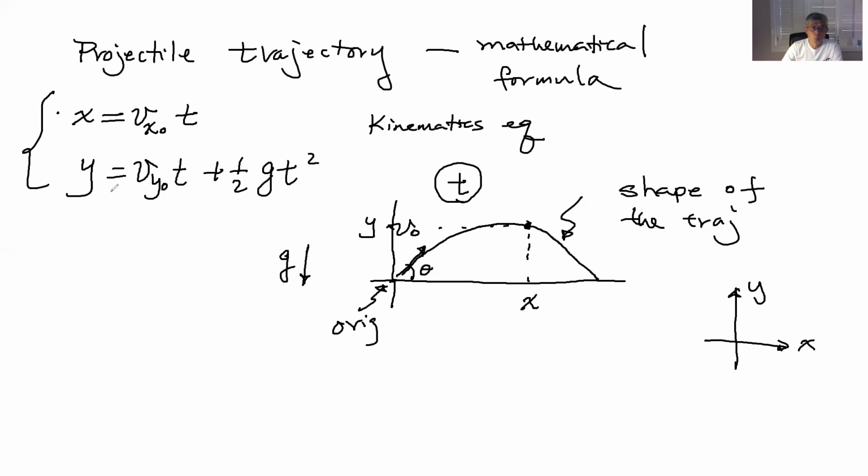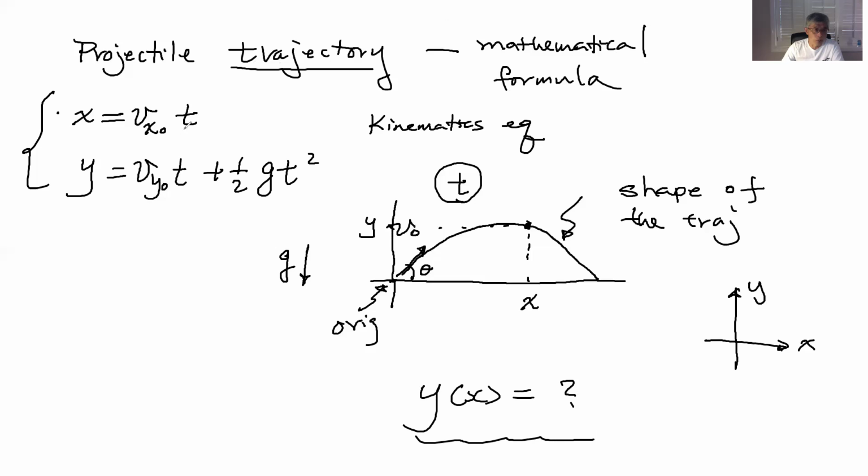So you want to look at Y versus X. When you say the shape, you're asking the question Y as a function of X. How does it look? So that's the question: the mathematical formula for the trajectory. So Y as a function of X.